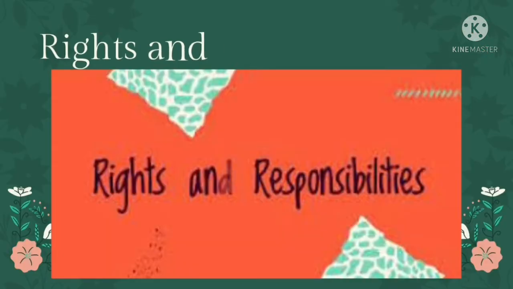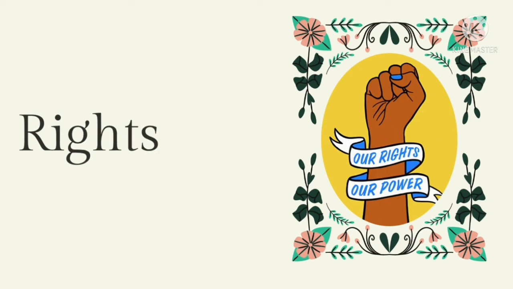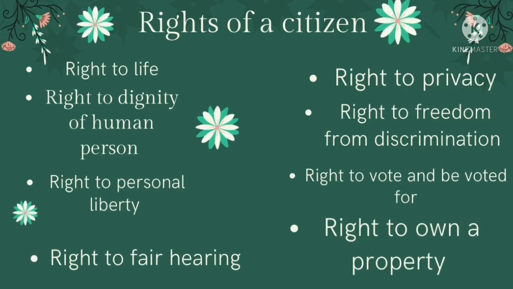Okay, rights and responsibilities. First, there are civic rights of a citizen: right to life, right to dignity of human person, right to personal liberty, right to fair hearing. These are legal rights. Right to privacy, you need your privacy. Right to freedom from discrimination, right to vote and be voted for, right to own property.